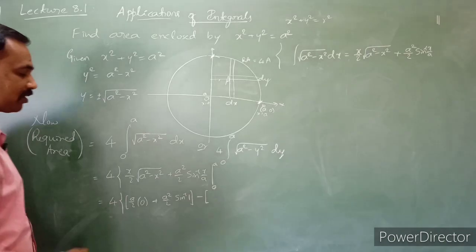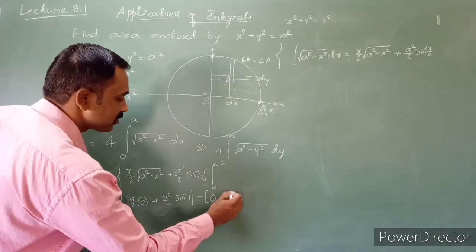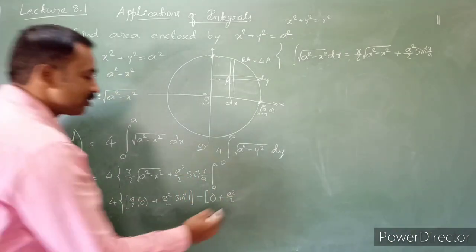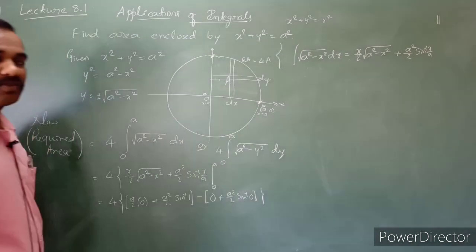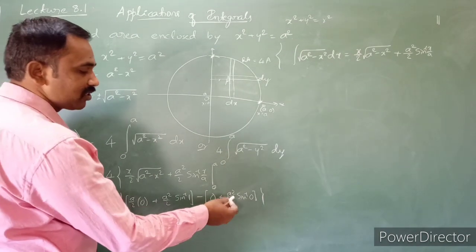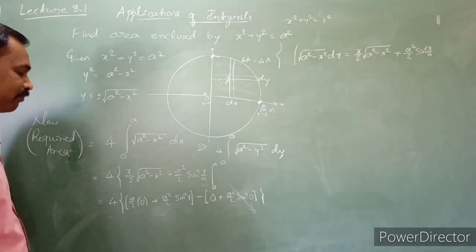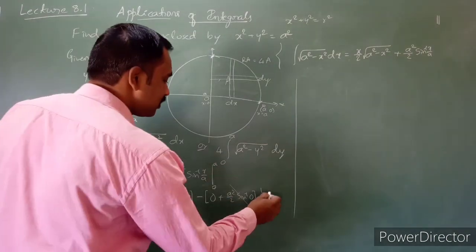Minus lower limit. X value is 0. 0 into this number is 0, plus a square by 2 into sin inverse of 0 by a, which is 0. What is the sin inverse of 0? Sin of how much is 0? 0. So this value is 0. The second term is totally 0. Next, I just continue here. 4 as it is.